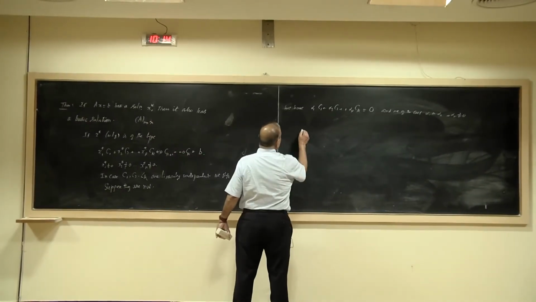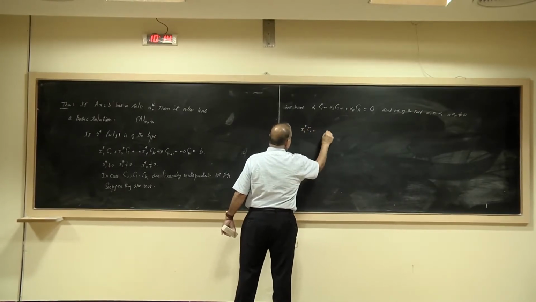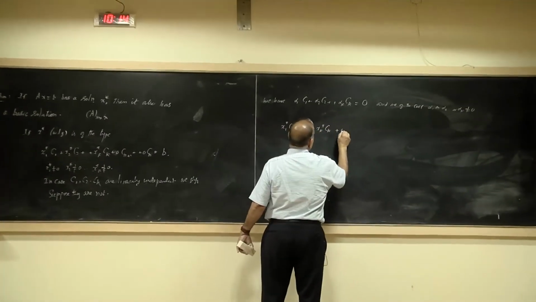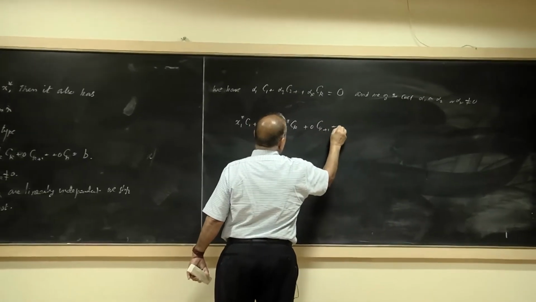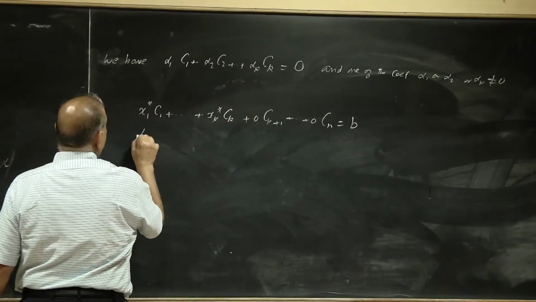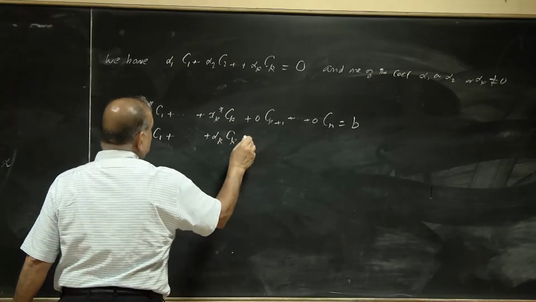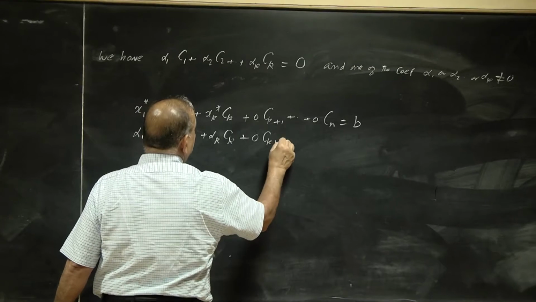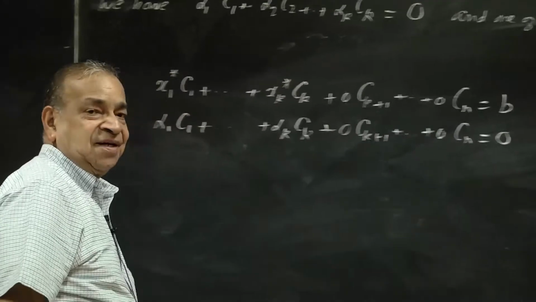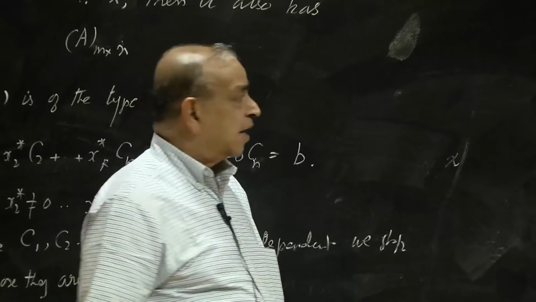So now we can rewrite the following. x1 star c1 plus ... plus xk star ck plus 0 c_{k+1} plus ... plus 0 cn is b. You can write this one as alpha 1 c1 plus ... plus alpha k ck plus 0 c_{k+1} plus ... plus 0 cn, which is also equal to the 0 vector. Agree? Are you with me? Okay.